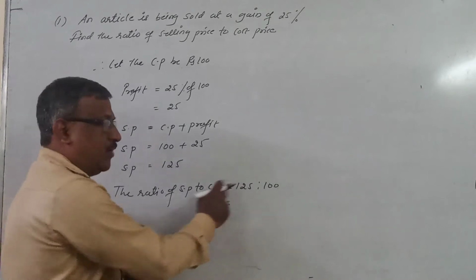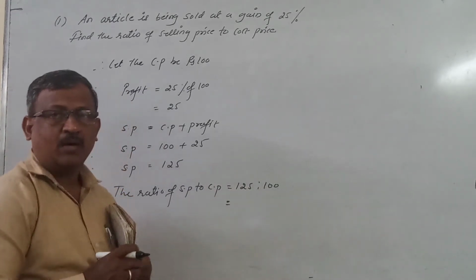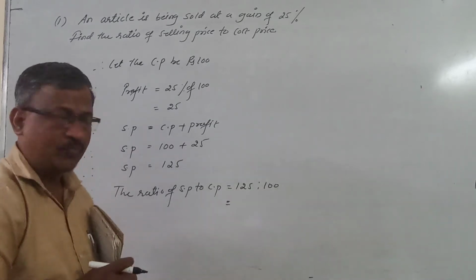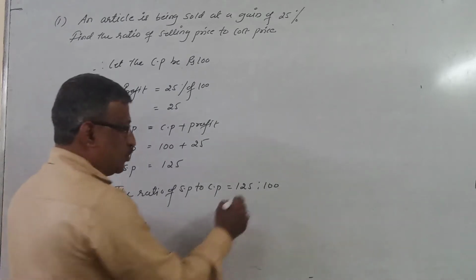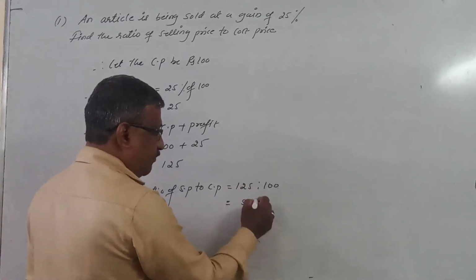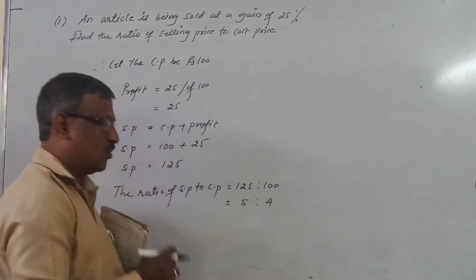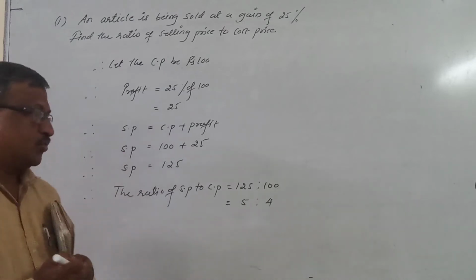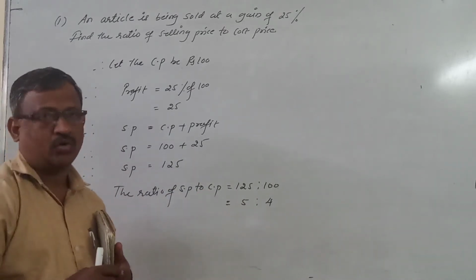Now further, while finding the ratio, we cancel the common part. We won't get any common part here. After that, if the numbers are divisible, we divide. Both numbers are divisible by 25. So divide by 25: 25 fives are 125 and 25 fours are 100. Further these two numbers are not divisible, so my ratio remains 5:4. So 5:4 is called the ratio of selling price to cost price.